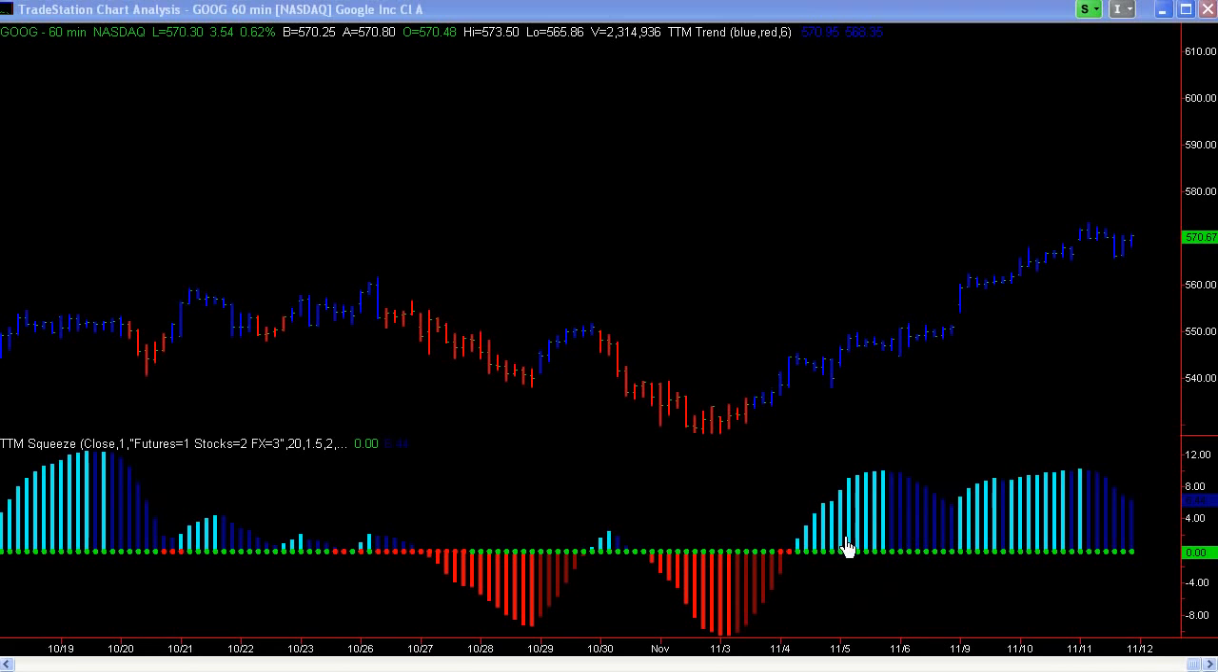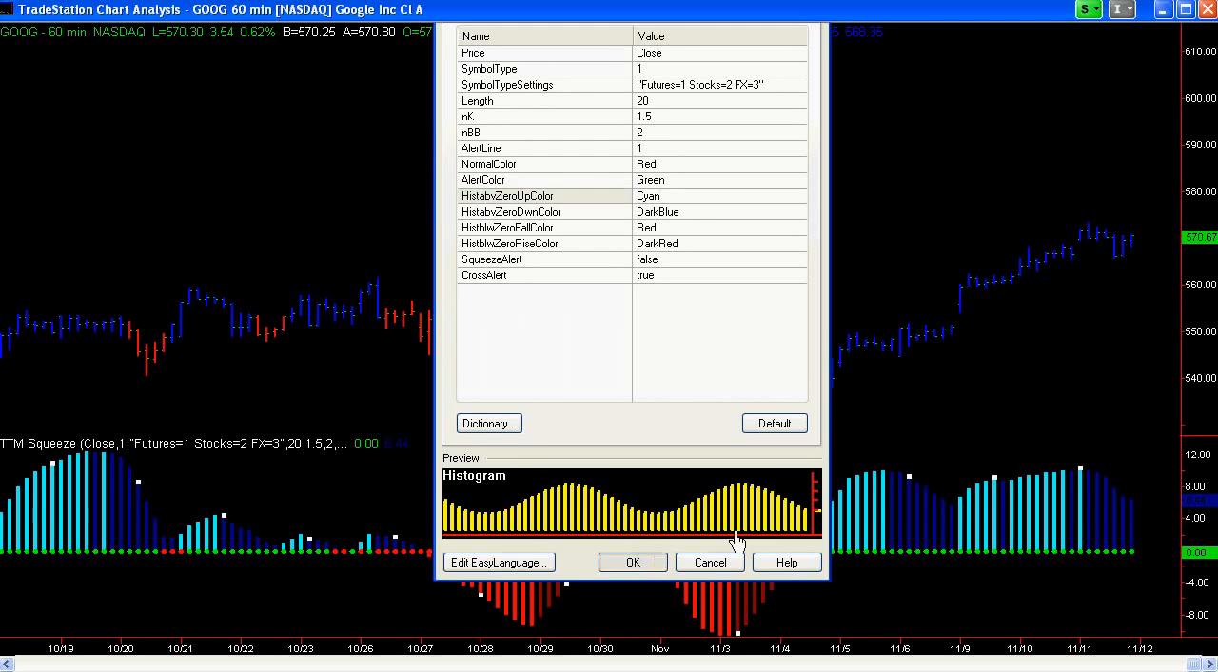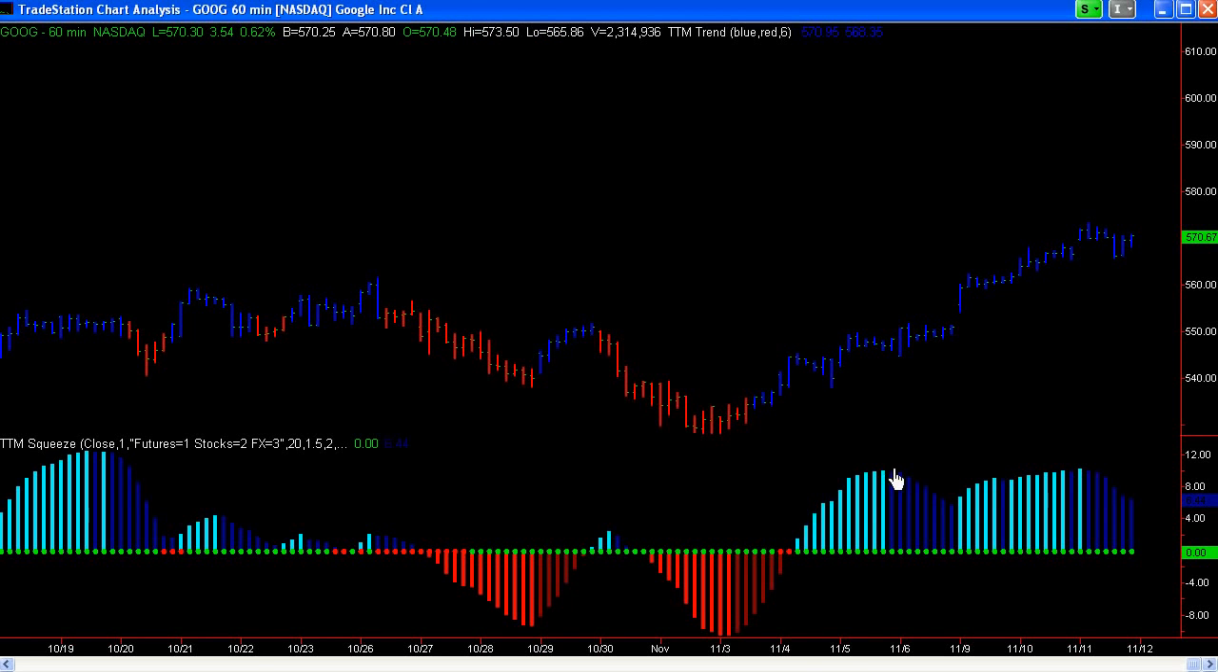For the TTM squeeze, what I did here is I went and formatted the squeeze, and I changed the zero up color right there to cyan. Normally it's just blue. That way it stands out, and when it goes darker blue, it stands out a lot more. So this is Google on a 60-minute chart.